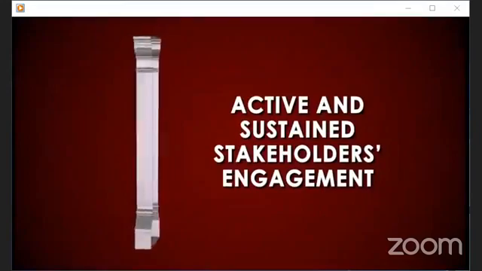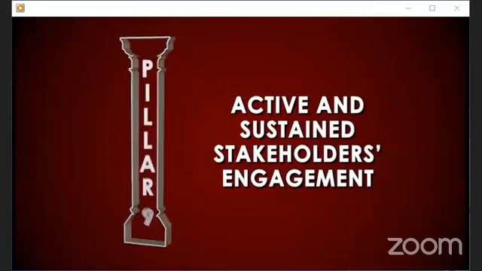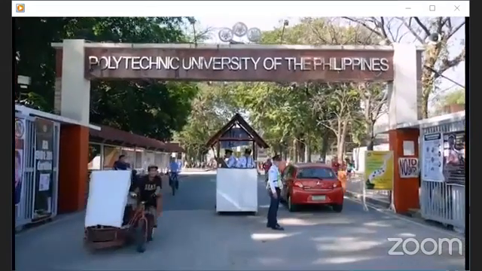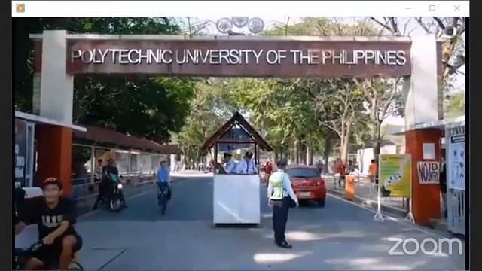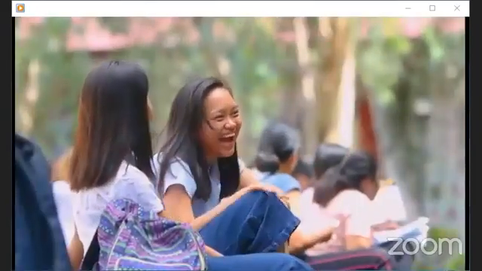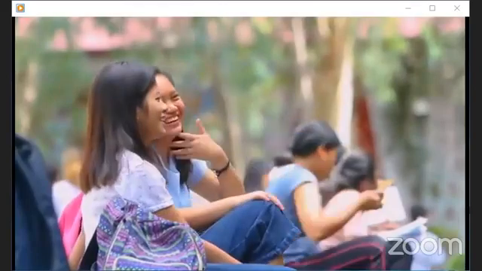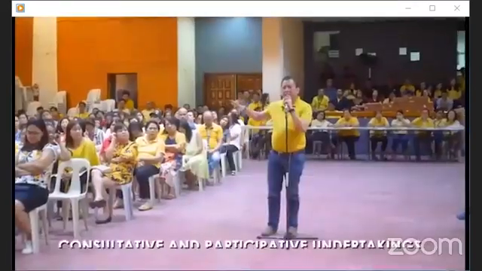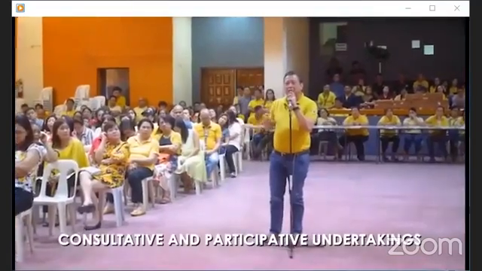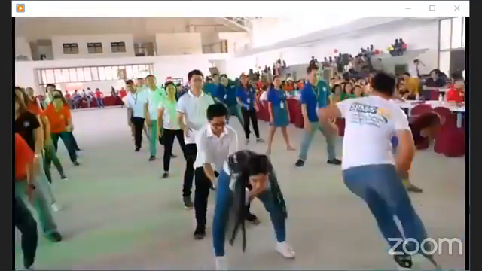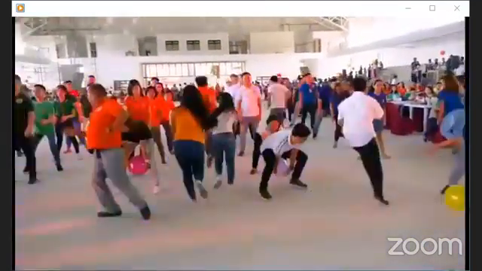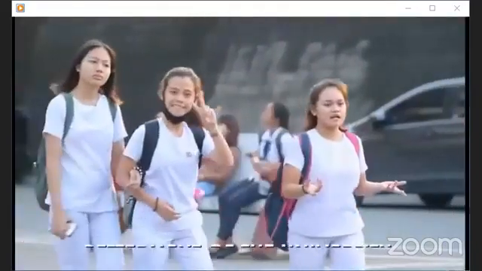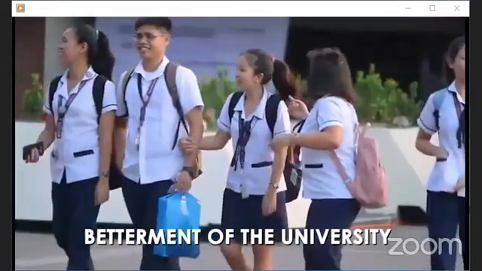Pillar 9. Active and sustained stakeholders engagement. Harness a healthy and harmonious organization by empowering all its stakeholders, both internal and external, through open communication networks, consultative and participative undertakings, and team-building activities, recognizing that all stakeholders can greatly contribute towards the betterment of the university.